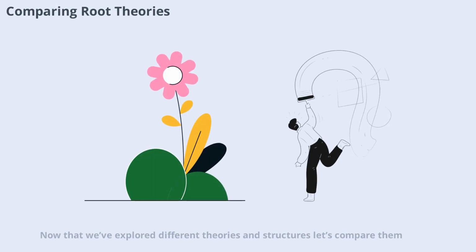Now that we've explored different theories and structures, let's compare them. The apical cell theory emphasizes a single cell driving growth, while the histogen concept involves multiple groups of cells with specialized roles. The quiescent center adds another layer of complexity, acting as a reserve for regeneration. Each theory provides unique insights into how roots grow and adapt to their environment.